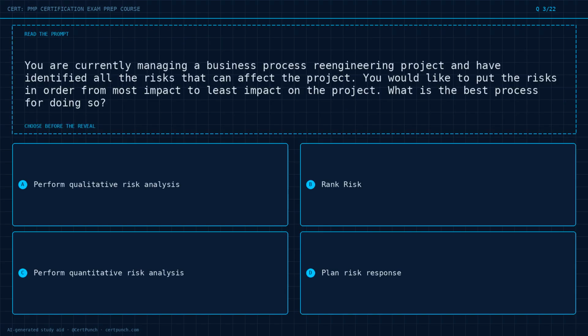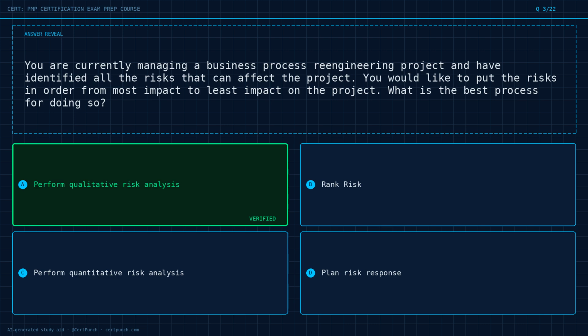Question 3 of 22. You are currently managing a business process re-engineering project and have identified all the risks that can affect the project. You would like to put the risks in order from most impact to least impact on the project. What is the best process for doing so? Option A, perform qualitative risk analysis. Option B, rank risk. Option C, perform quantitative risk analysis. Option D, plan risk response. Decide on the strongest option before the reveal. Stay with your gut.